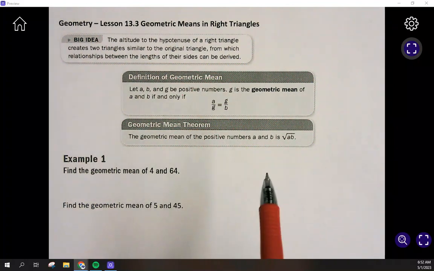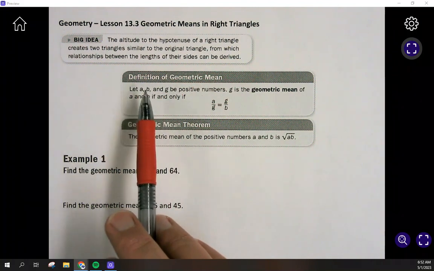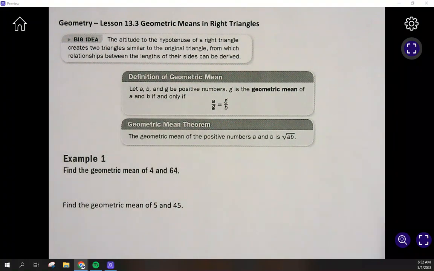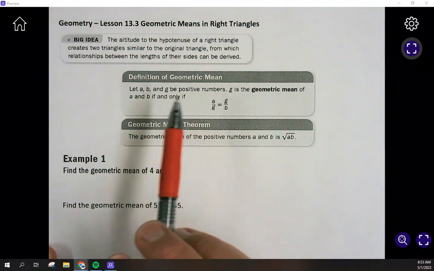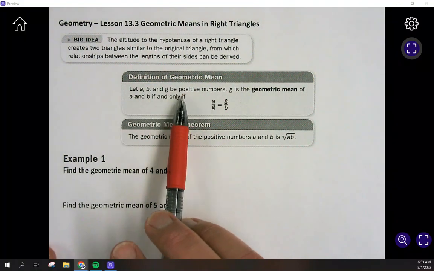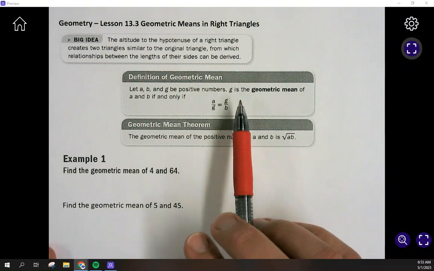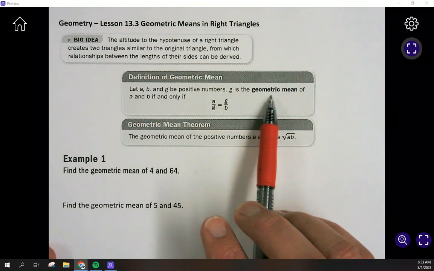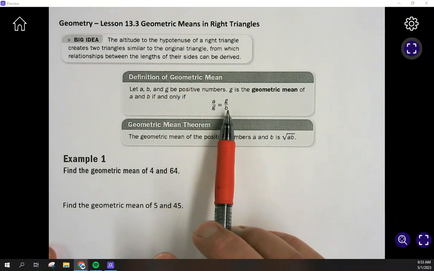But what's special about that is the relationship that it creates between some of those segments. And we're going to have to first break down what a geometric mean is and then see how that applies to these right triangles and their altitudes. Okay, so the definition of a geometric mean says you have a, b, and g. They're positive numbers. They're going to represent side lengths, so of course they have to be positive. So g is the geometric mean of a and b if and only if this situation arises.